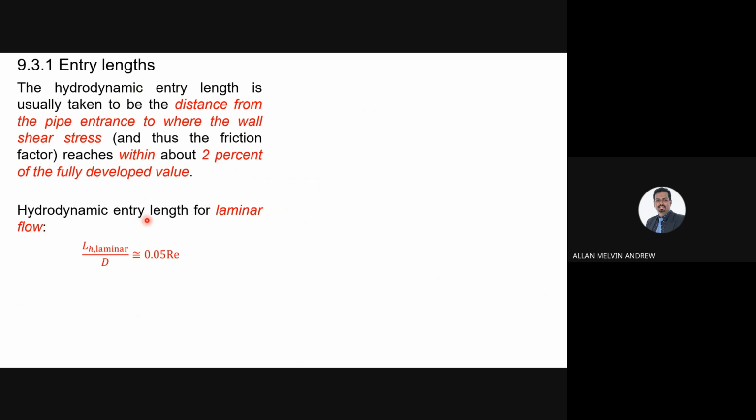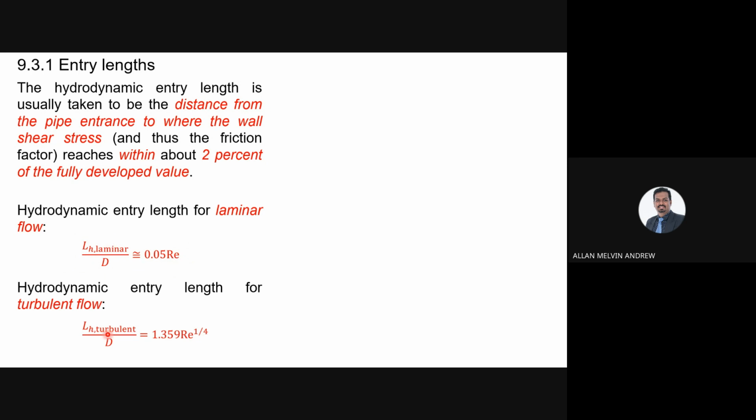So hydrodynamic entry length for laminar flow: we have LH laminar over D equals 0.05 times the Reynolds number. So this is already calculated by engineers. So we know when it's highly ordered, the Reynolds number will be lower. So for laminar flow, here we only have 0.05 times the Reynolds number. So if you want to calculate the length, you just multiply by D. Then we can get the length.